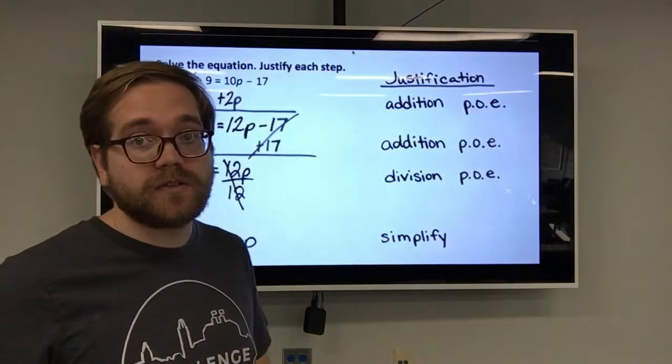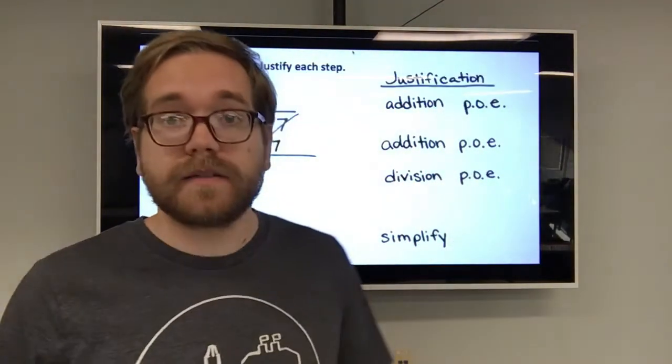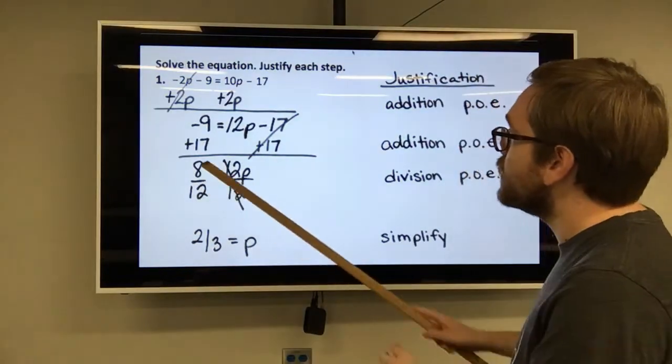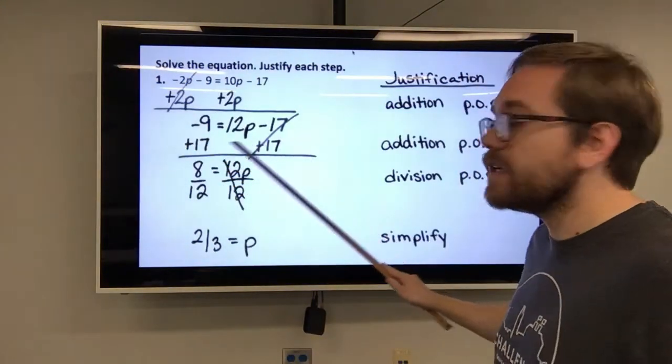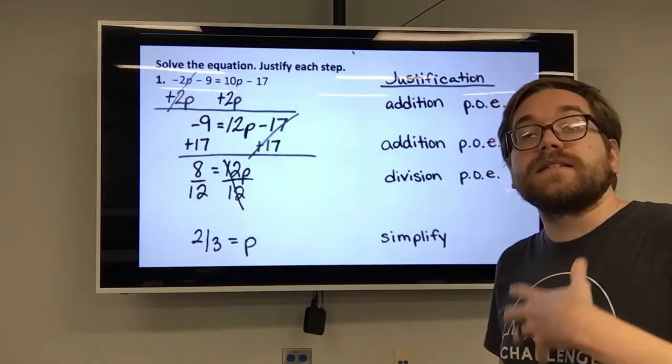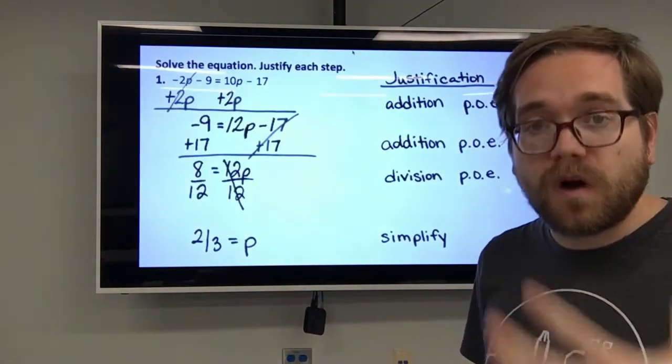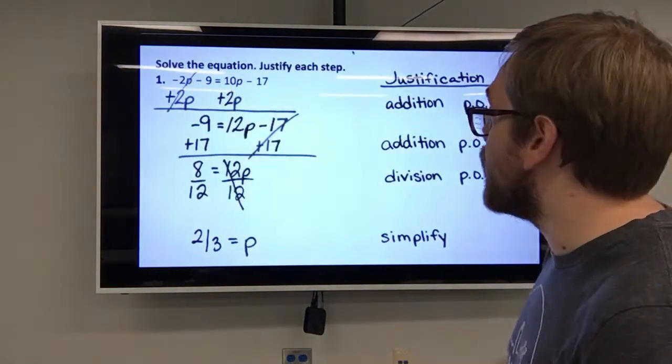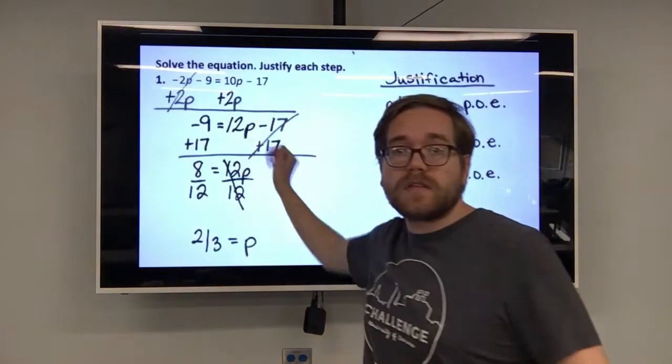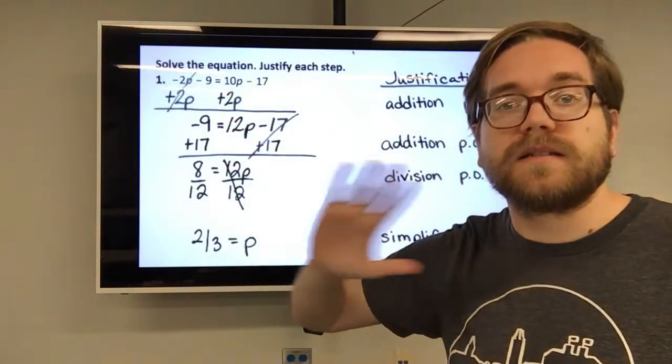So that's my justification because I added 2p to both sides. Same thing here. I added 17 to both sides. That's again the addition property of equality. That's telling me that I can add the same thing to both sides of this equal sign and it stays balanced. It's still equal.